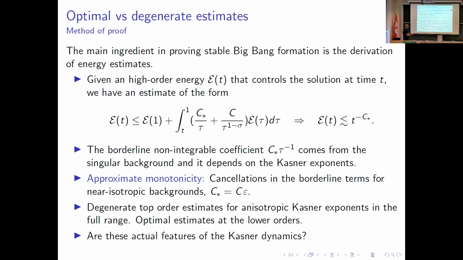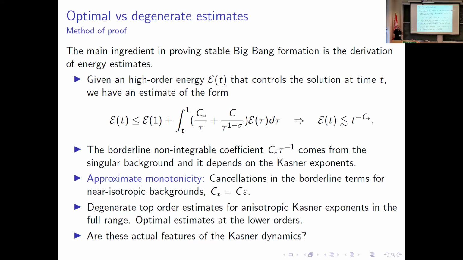So basically, when you define an energy that controls your solution and try to estimate it, because of the singular background, you're going to get a coefficient which is borderline non-integrable, this 1/t. And this C star depends on the background Kasner exponents. So there's various mixed terms that you have to estimate. At the end of the day, this tells you that the energy cannot blow up faster than the inverse power of t. And the whole point is, what is the C star?